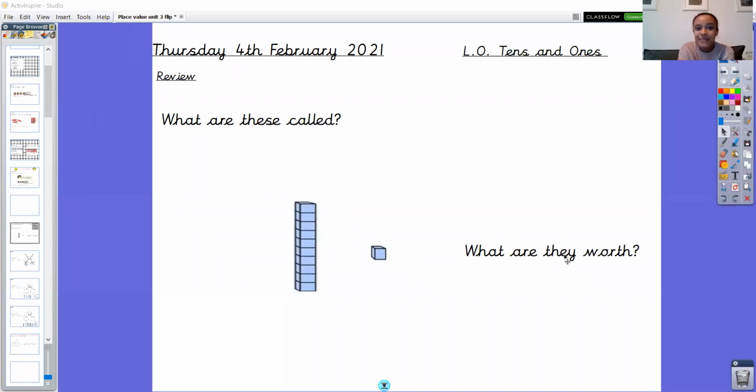So today we're thinking about tens and ones. We thought about tens and ones in our last place value unit, didn't we? So we should be very familiar with them, but now we're going to numbers up to 50, okay? So to remind ourselves, a little review phase, what are these things on my screen called?